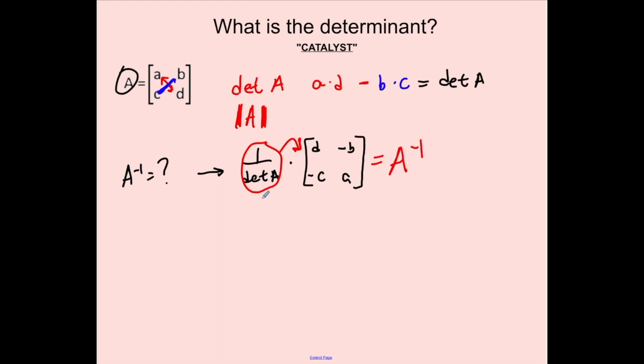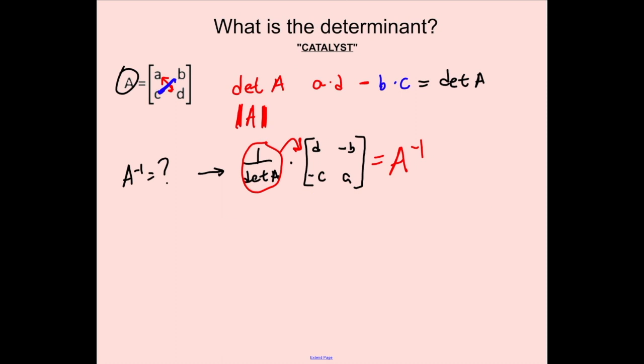One thing to note here is your determinant cannot equal 0, because if it does, then you will have a 0 in the denominator here, and that'll be undefined.